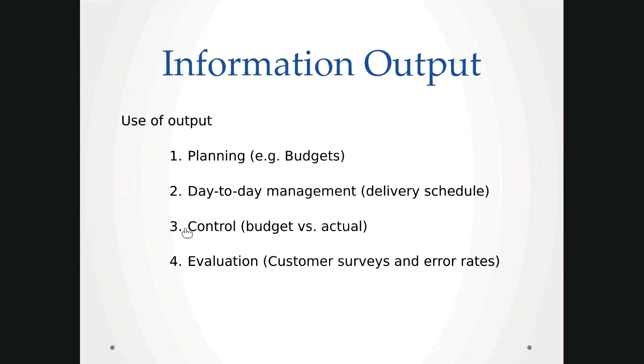Number three, controlling your operations. For example, comparing your budget with the actual helps you control your operations. Let's say you wanted a certain amount of raw material used and you find that you're having a lot of waste and the raw material you budgeted is not going to be enough. So you might order more and look into why there is waste, who's wasting, and so on. So you can control your operations by having these outputs, these reports that the system generates.